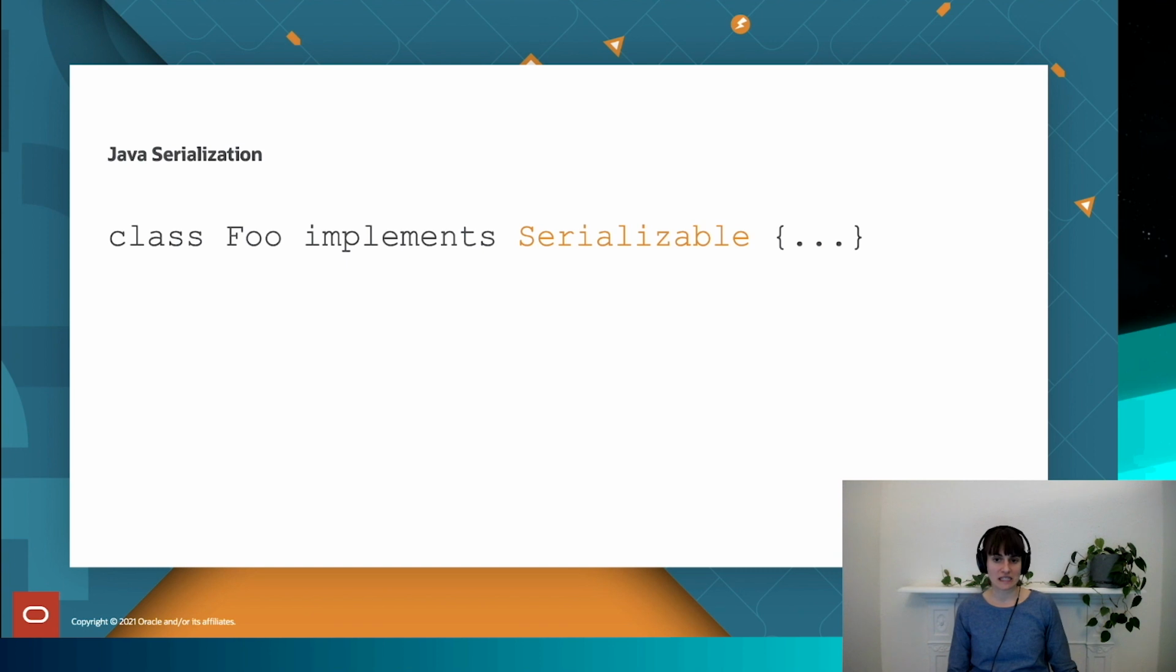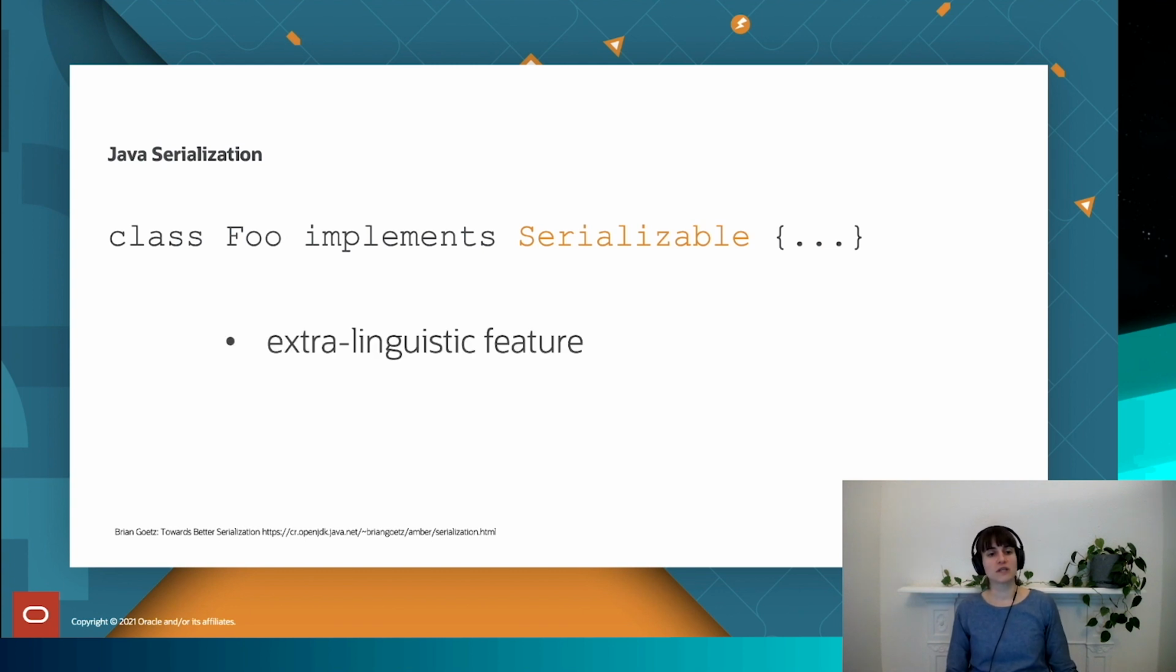That kind of seems too easy, and in fact, the flaws of Java serialization are well known and many. Brian Goetz gives a good overview of the problem space in the article that is linked below here. In the context of this talk, I want to highlight 3 points that are especially relevant. The first one is it's an extra-linguistic feature. It seems like a library feature because you can implement an interface, but under the hood it uses privileged mechanisms like reflection, it ignores accessibility, and it bypasses constructors. So there's quite a lot of dark magic that is hidden from the developer.